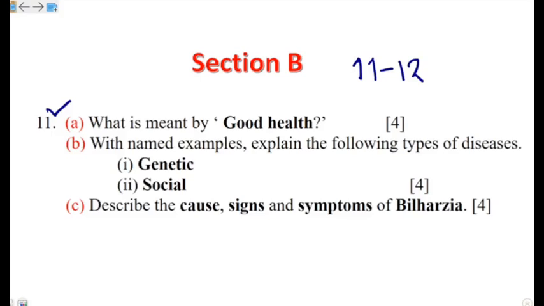What is meant by good health? Then question B, with named examples, explain the following types of diseases. Roman numeral 1, genetic. Roman numeral 2, social. Question C, describe the cause, signs, and symptoms of bilharzia.